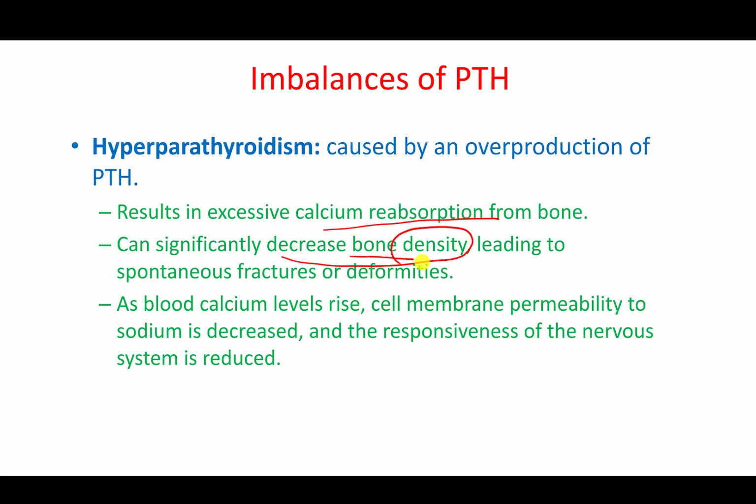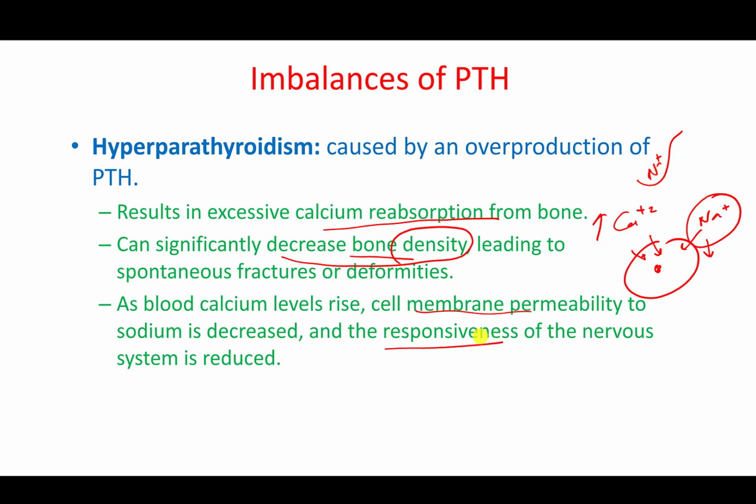The other problem would be that I will have high calcium levels outside the cells, and some of this calcium might escape inside, which will disturb the membrane potential and would decrease the tendency for sodium to be absorbed. This would affect the action potentials. If you remember, action potential was about the rush of these sodium ions. So here, and mainly in the nervous system, we will have less responsiveness. We will have reduced responsiveness of the nervous system.